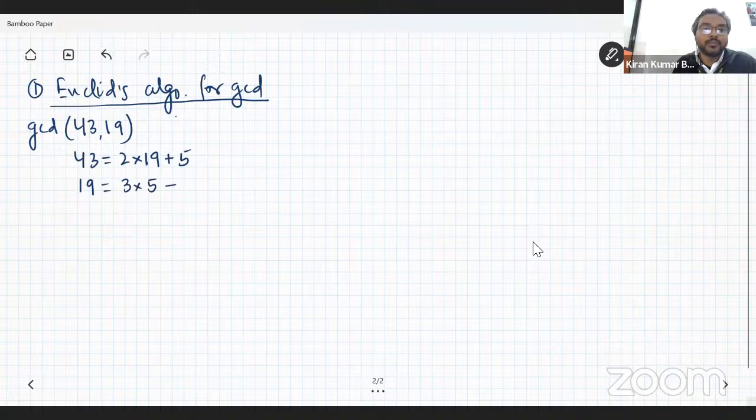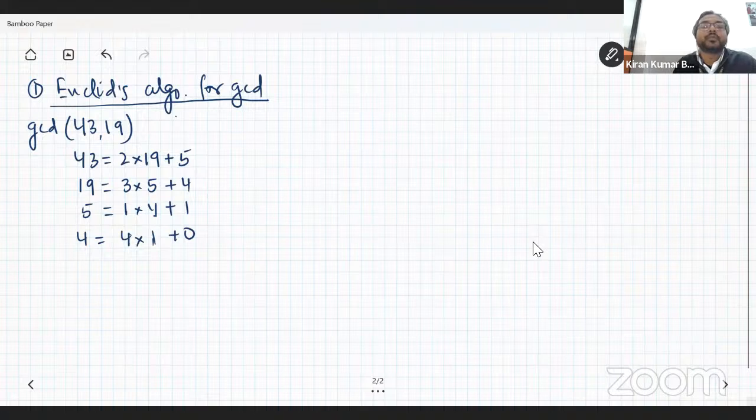19 equals 3 into 5 plus 4. 5 equals 1 into 4 plus 1. And then 4 equals 4 into 1 plus 0. Sorry, it should be 4 into 1. So whatever is the last nonzero remainder I get at the end, it becomes the GCD. So this was Euclid's algorithm.